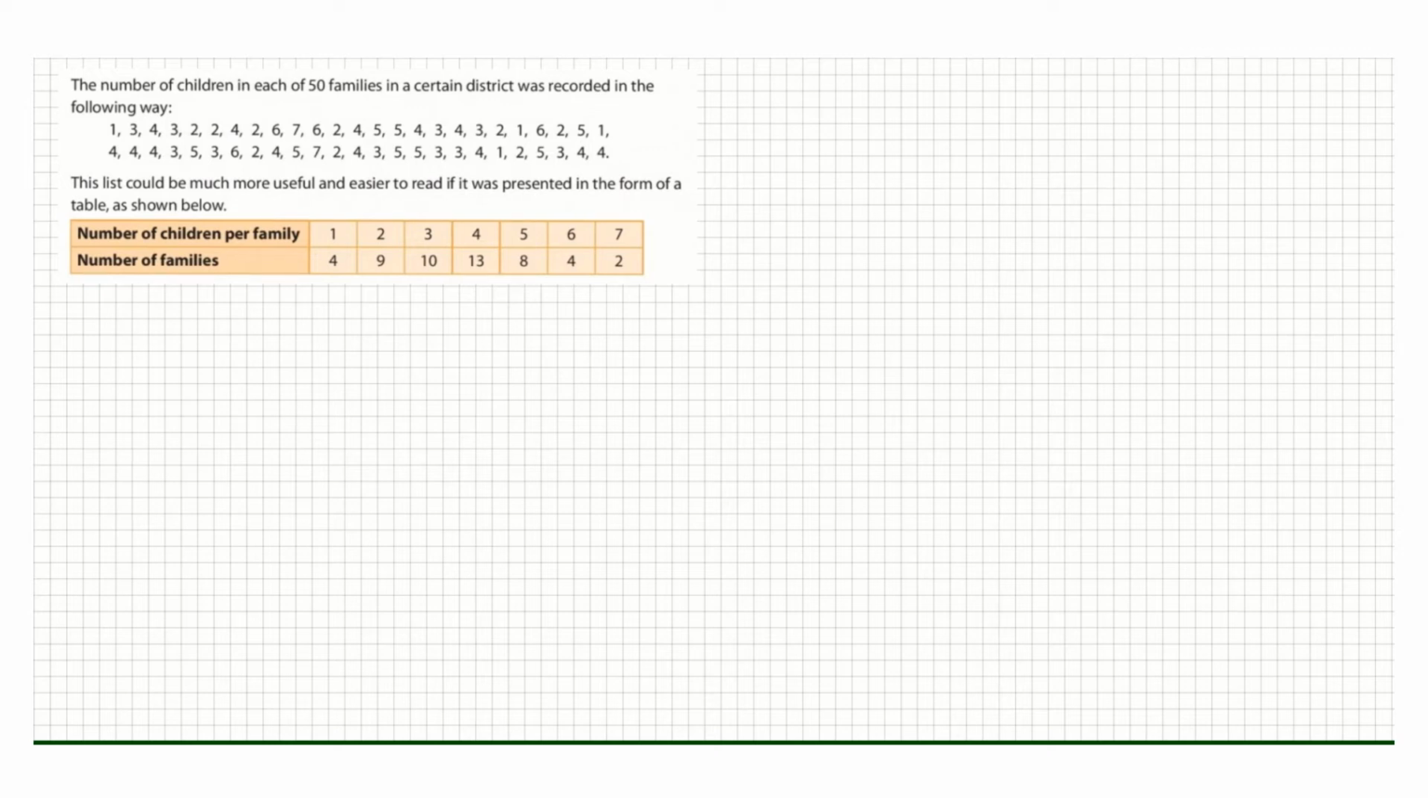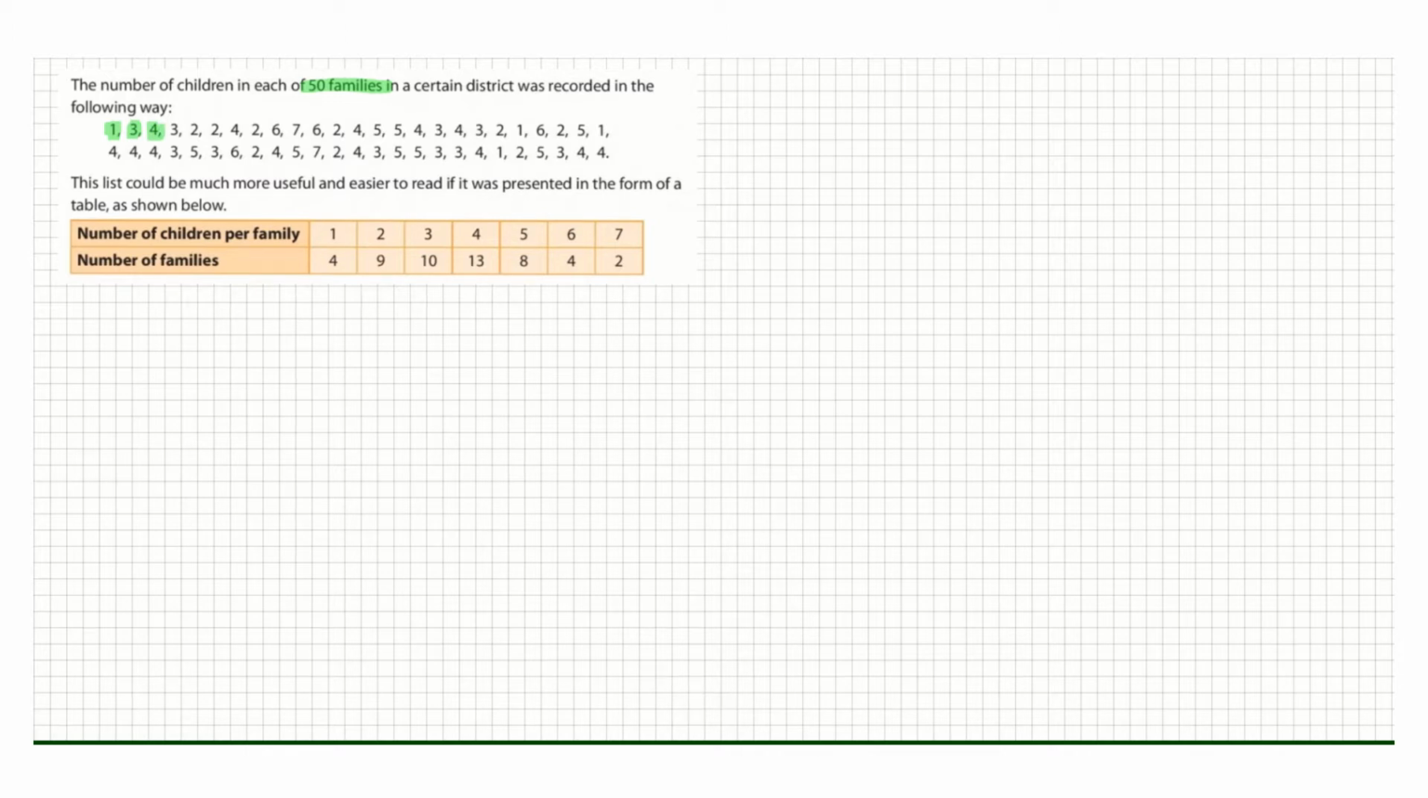Today we're having a look at a frequency table. In this question it says the number of children in each of 50 families in a certain district was recorded. So we have a list of 50 numbers. So 1 child in that family, 3 children in that family, 4 children in that family, and so on.